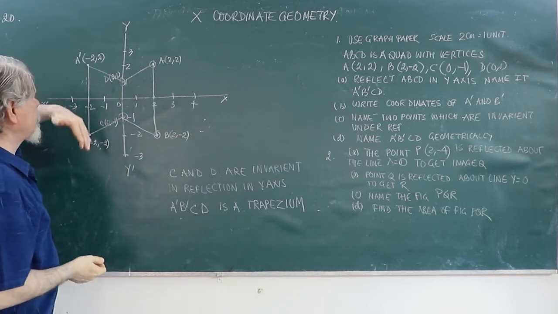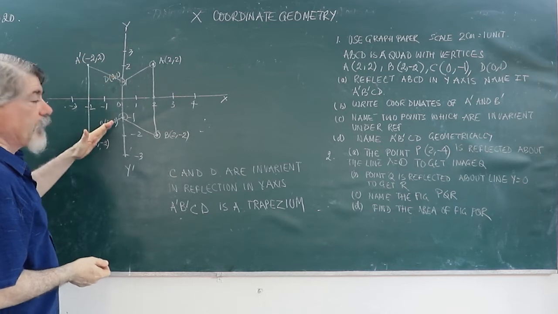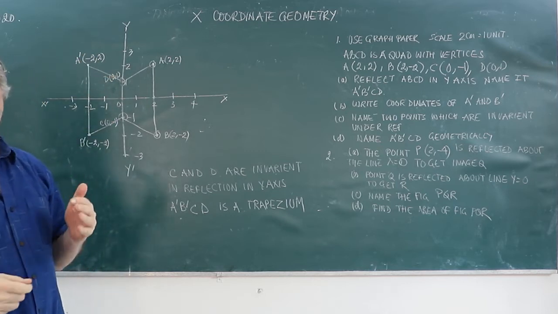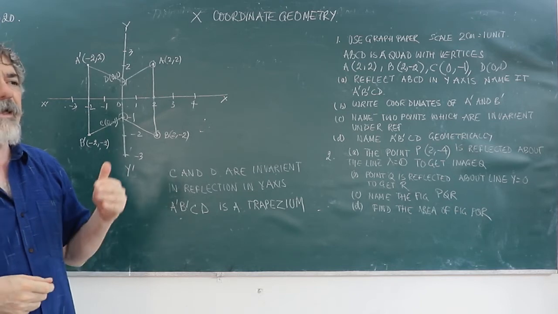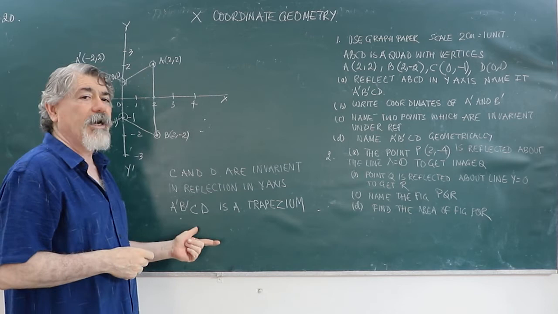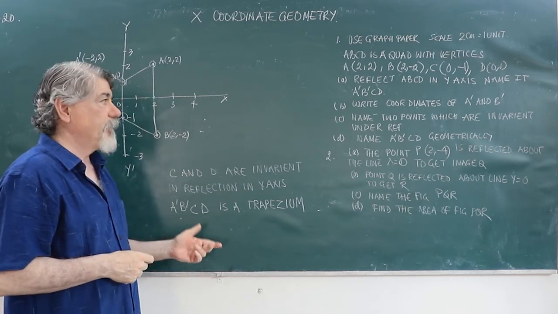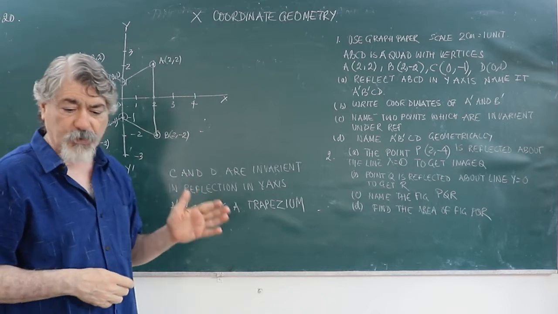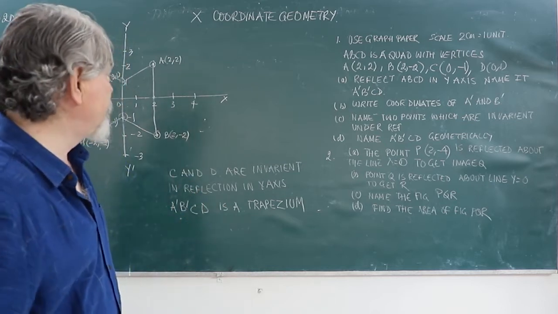It is not necessary to have these two non-parallel sides equal, but in this particular case, the non-parallel sides are equal, and when the non-parallel sides are equal, it is known as an isosceles trapezium. So this is a trapezium. Actually, you can name it isosceles if you want to, but trapezium is alright.